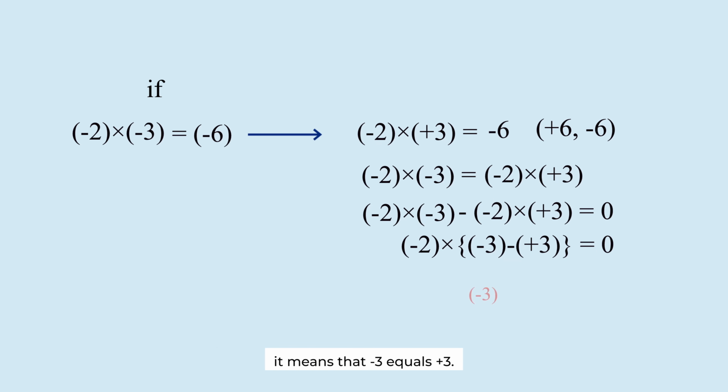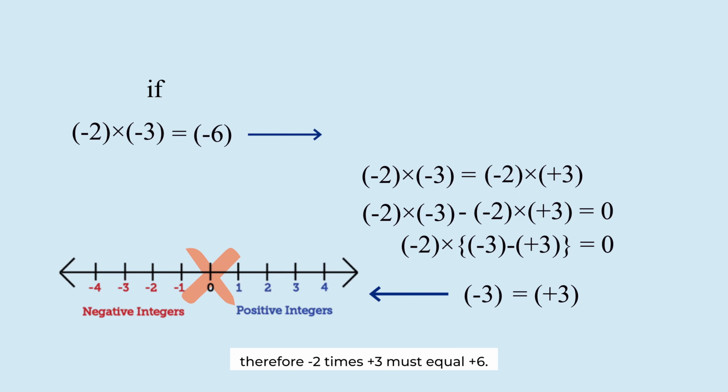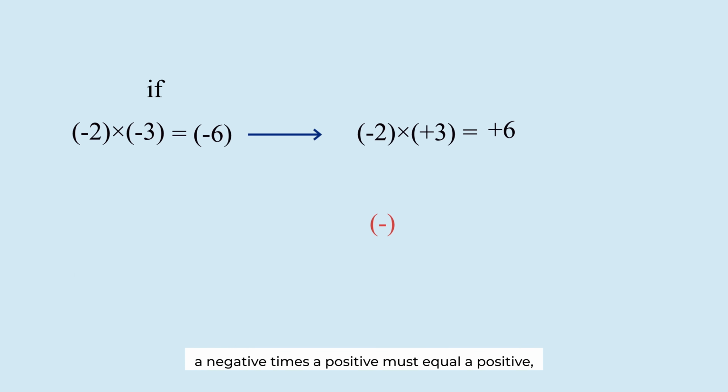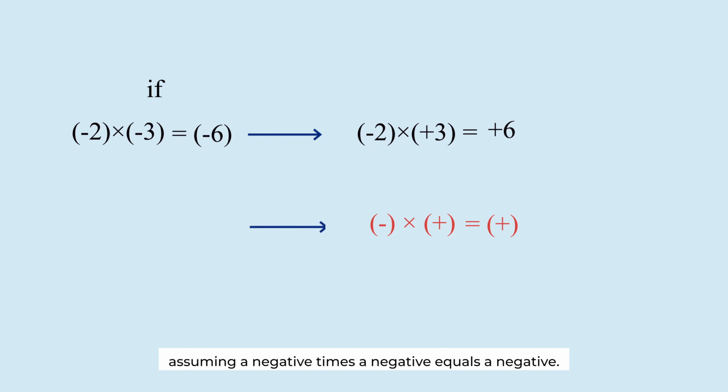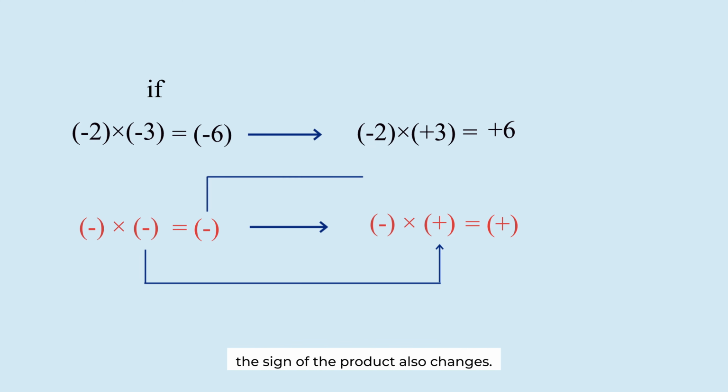It means that minus 3 equals plus 3. This is impossible. This would contradict and destroy the structure of the number system. Therefore, minus 2 times plus 3 must equal plus 6. A negative times a positive must equal a positive, assuming that a negative times a negative equals a negative. Since one of the signs has changed, it seems natural that the sign of the product also changes.